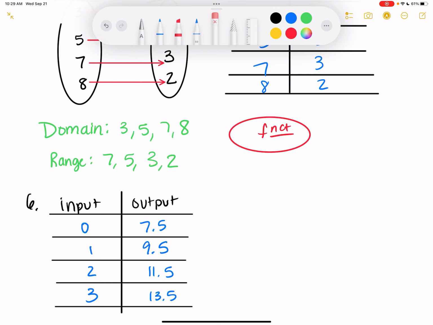So they want to know, is this a function? Does each input have exactly one output? Are there any numbers in the input that are repeated? No, because they're all different here. So this would be a function.